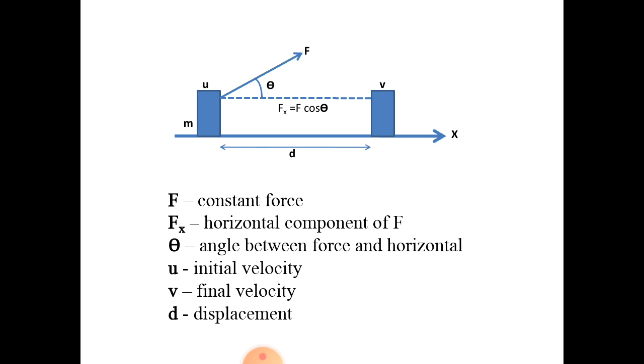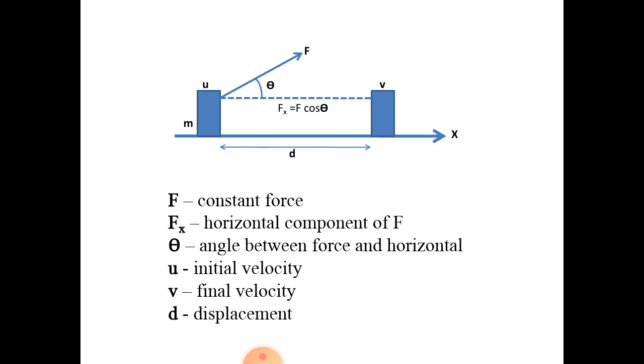For that, see this figure. There is a blue colored block, a body of mass m, and a constant force F acts on this body. This force makes an angle theta with the horizontal. The horizontal component of the force Fx is equal to F cos theta, and the vertical component of the force Fy is equal to F sin theta.